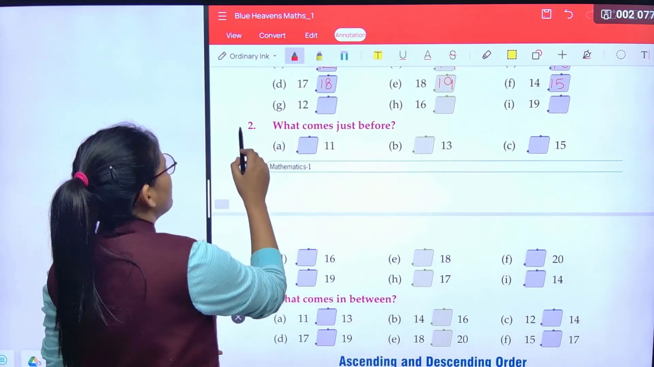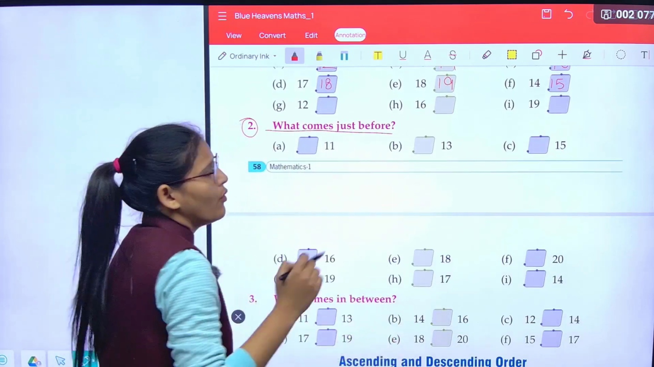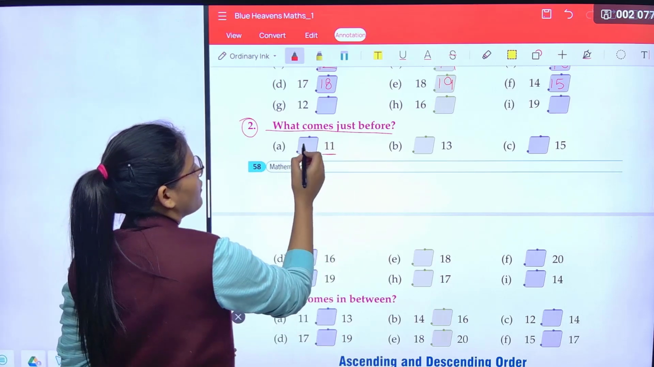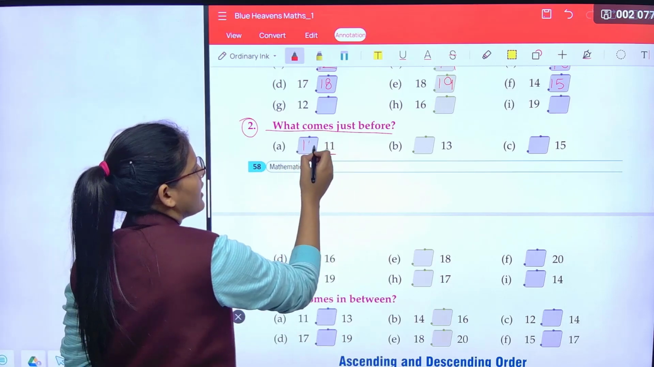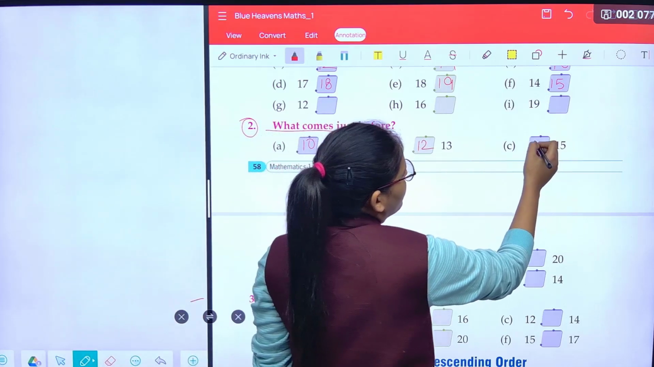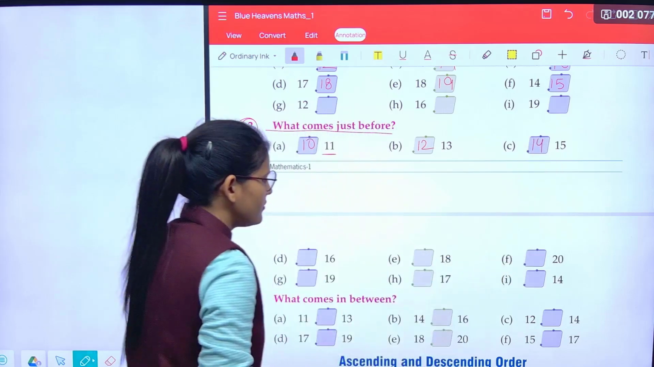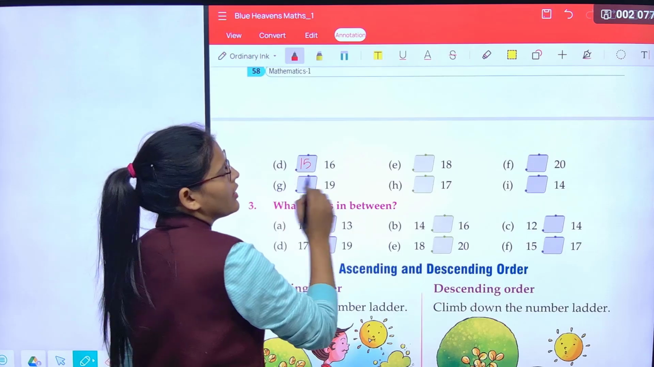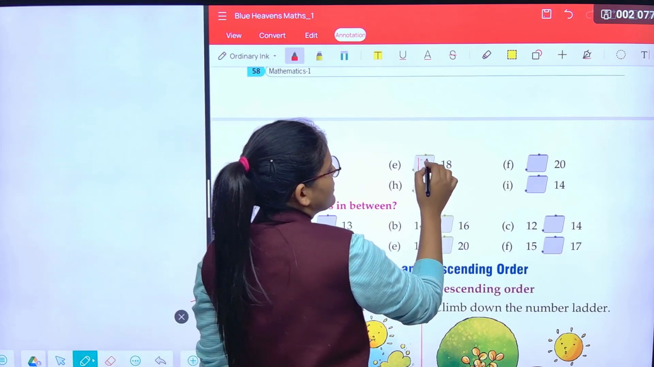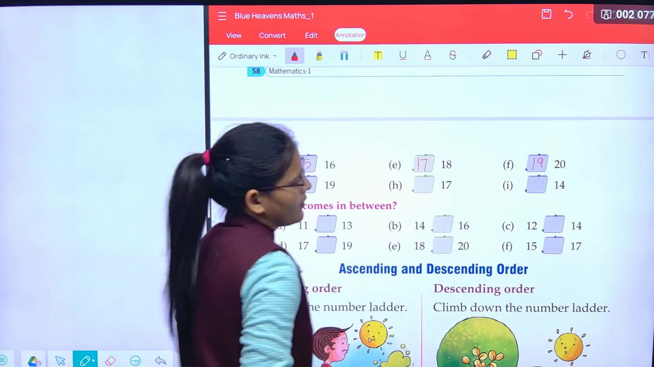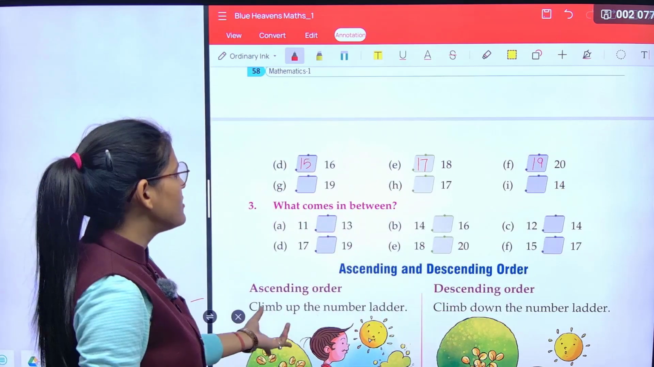Now class, question number 2. What comes just before? Just before 11. What comes before 11? It is 10. What comes before 13? It is 12. What comes before 15? It is 14. What comes before 16? It is 15. What comes before 18? It is 17. What comes before 20? It is 19. Rest of the parts do yourself class.